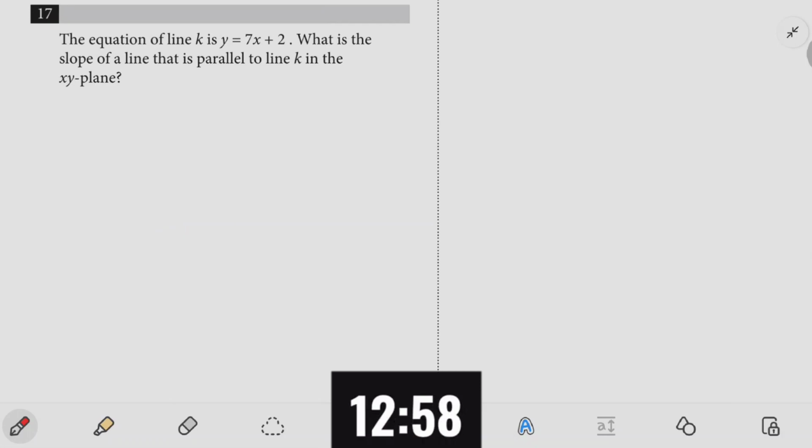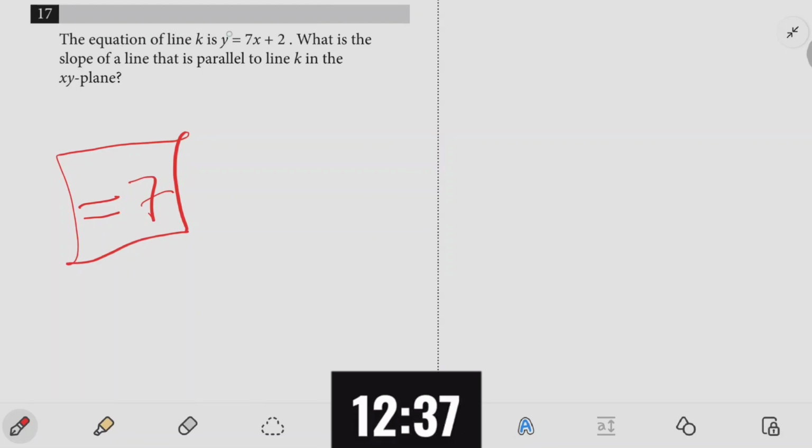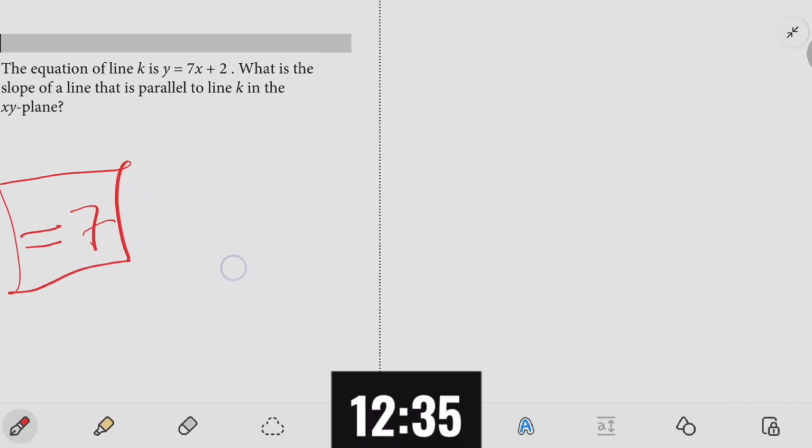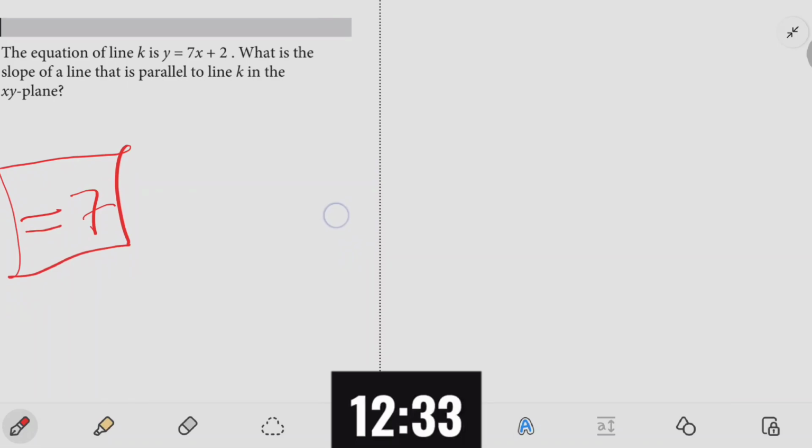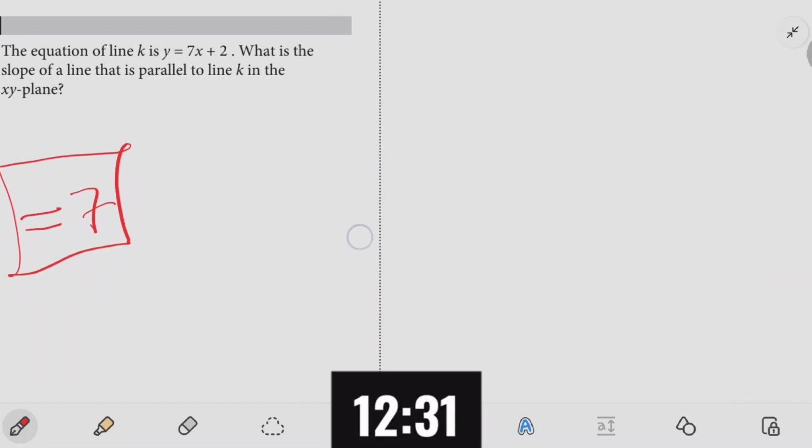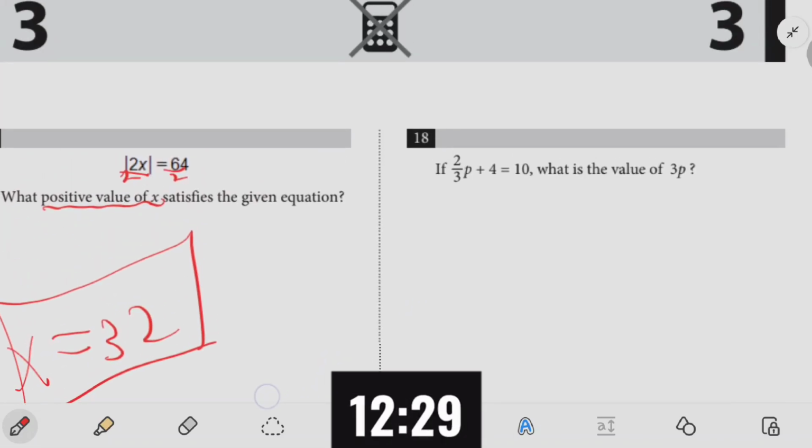The equation of line k is given. What is the slope of the line that is parallel to line k in the xy plane? Easy. Literally the same slope, it's just the y-intercept that's going to differ. We already discussed that above. Yeah, it has to be the same slope. We know that for a fact.